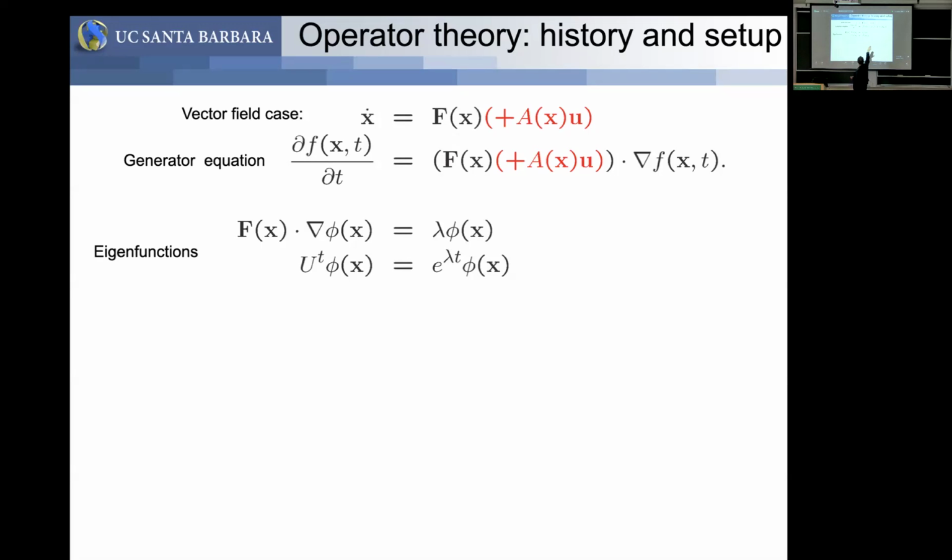Then if you take the right-hand side without the control, you have f dot grad phi for observable phi. That's the change of your observable in some direction. If you find a particularly good function, phi, such that U^t phi is e to the lambda t phi, you call phi a Koopman eigenfunction. And Koopman eigenfunctions are useful.